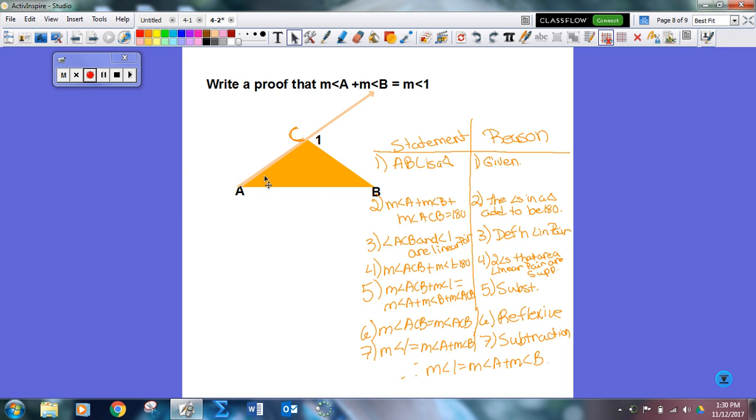I know that angle ACB and angle 1 are a linear pair. I therefore know that the measure of angle ACB plus the measure of angle 1 equals 180 because linear pairs are always supplementary. And then I know that the measure of angle ACB plus angle 1 is equal to the measure of angle A plus the measure of angle B plus the measure of angle ACB. Substitution, they both equaled 180. I then use the reflexive property that says the measure of angle ACB equals the measure of angle ACB. And then I can use subtraction and prove my theorem.